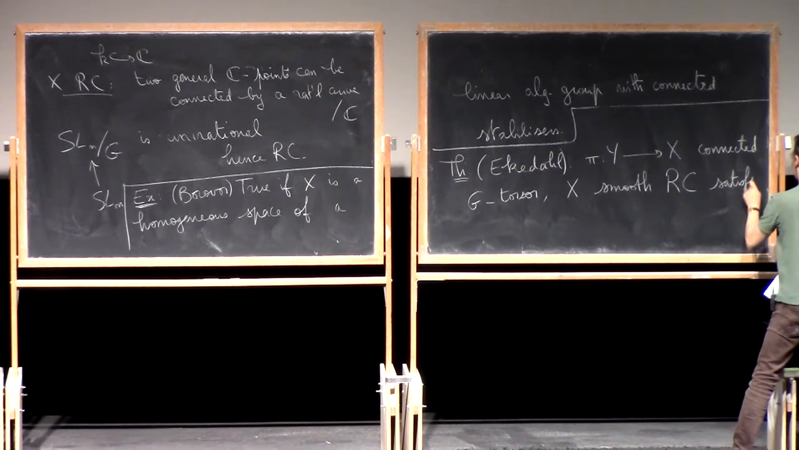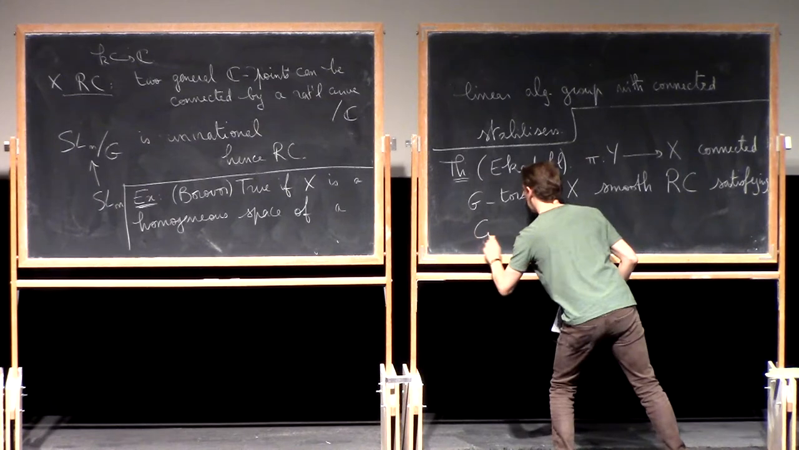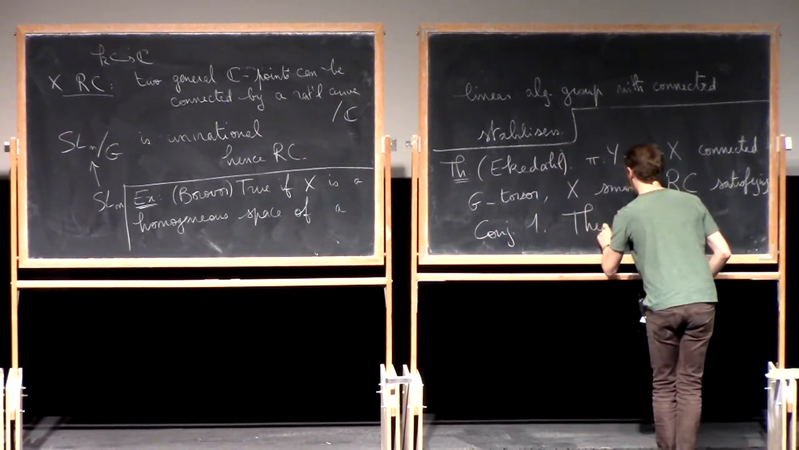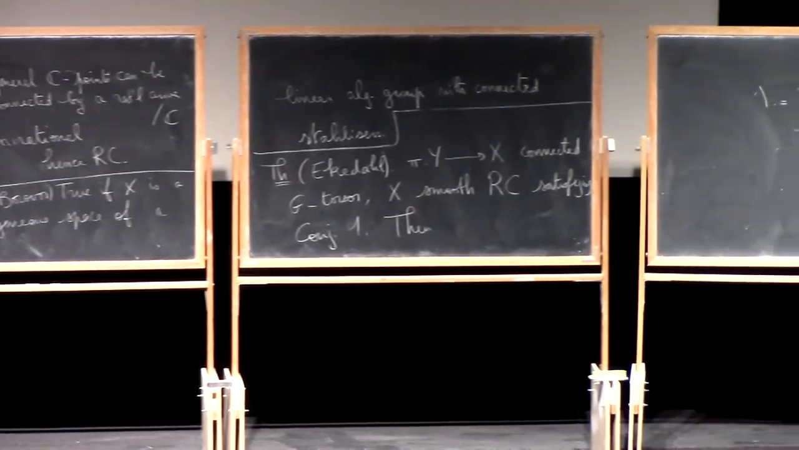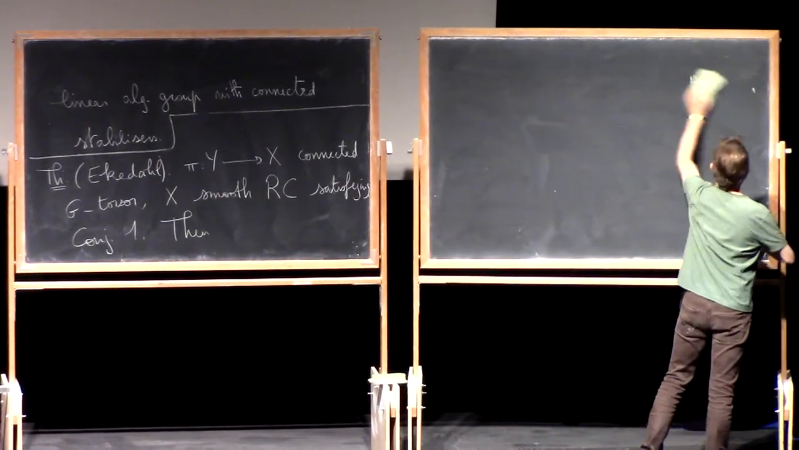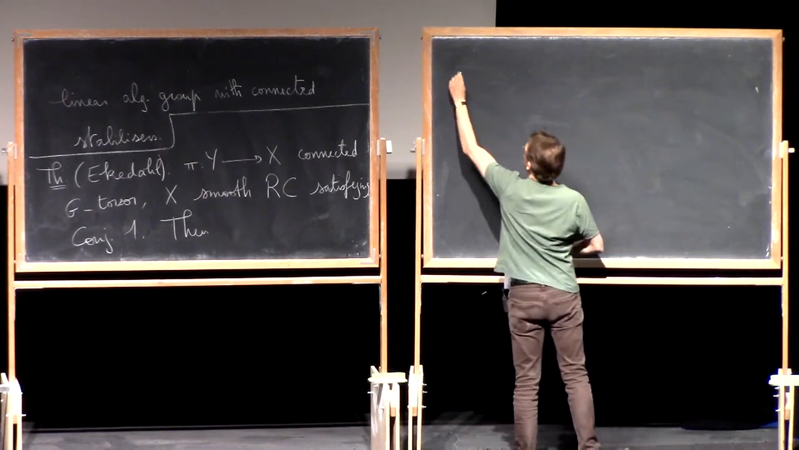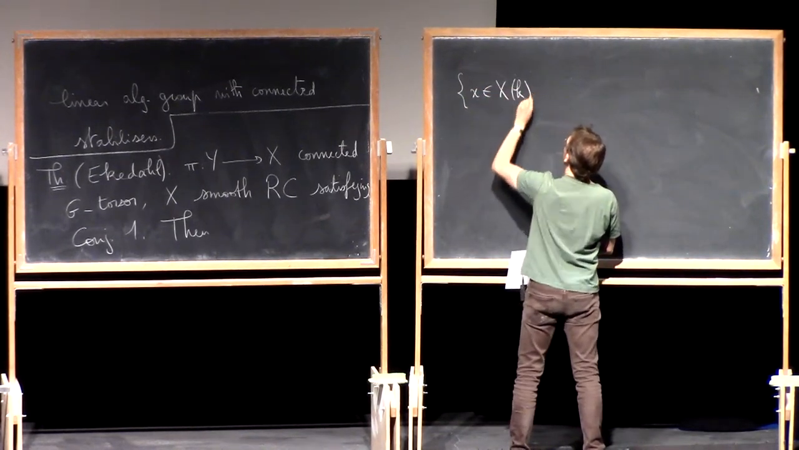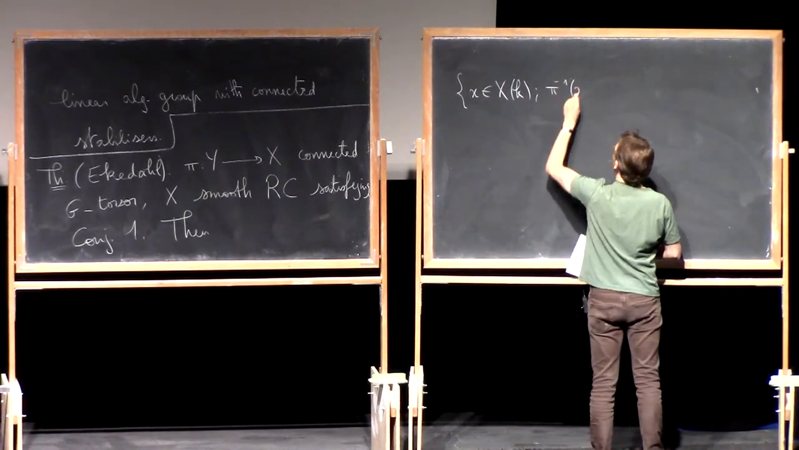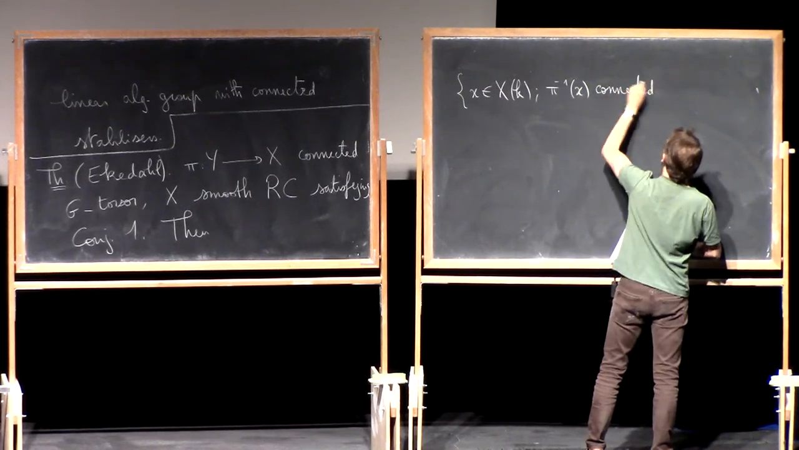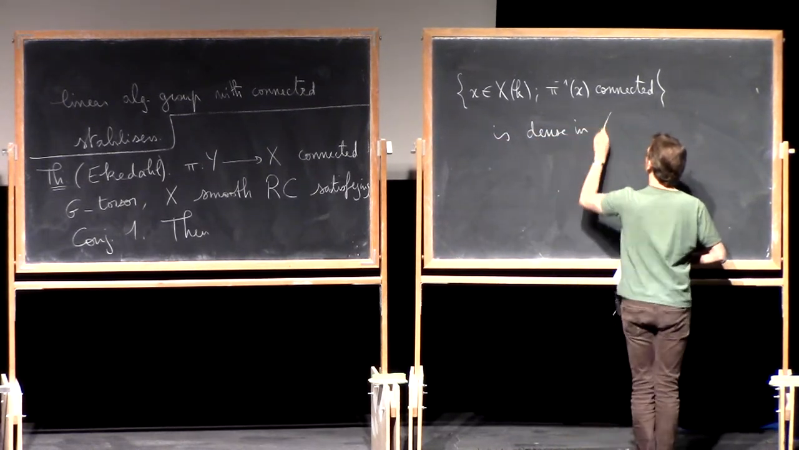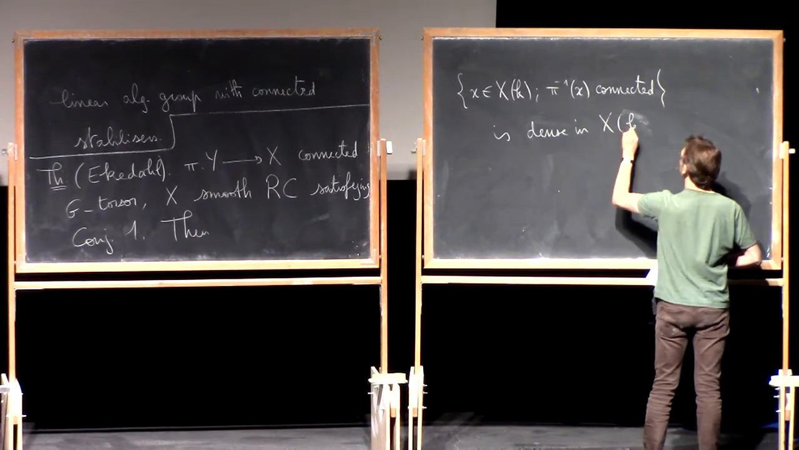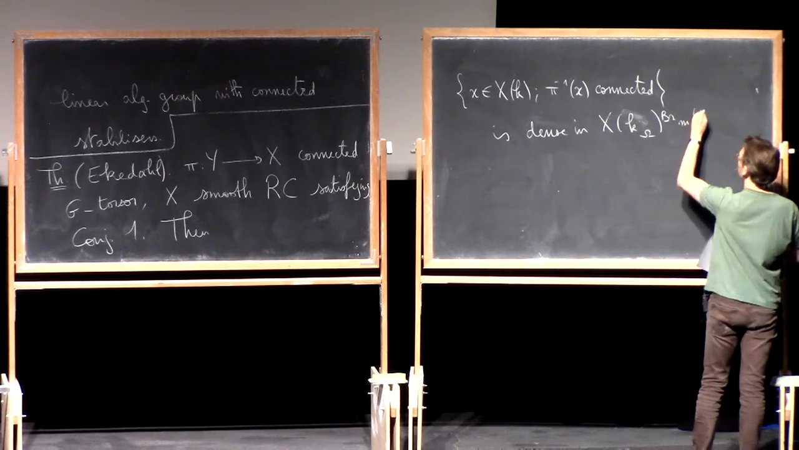Then not only can you find rational points approximating any point in the Brauer-Manin set, but you can even find one such that the fiber of pi is connected. So if you take the set of rational points such that the fiber of pi is connected, then even this is still dense in the Brauer-Manin set, the unramified Brauer-Manin set.